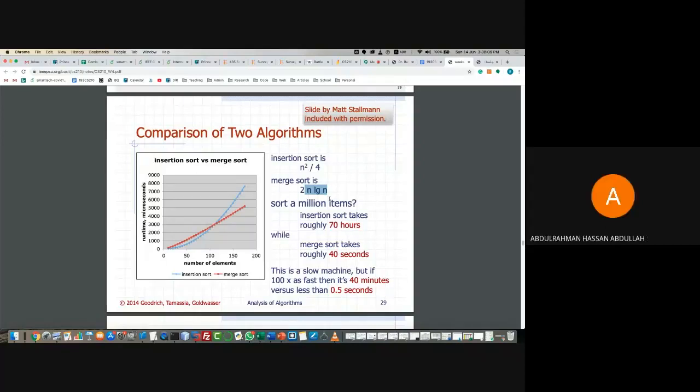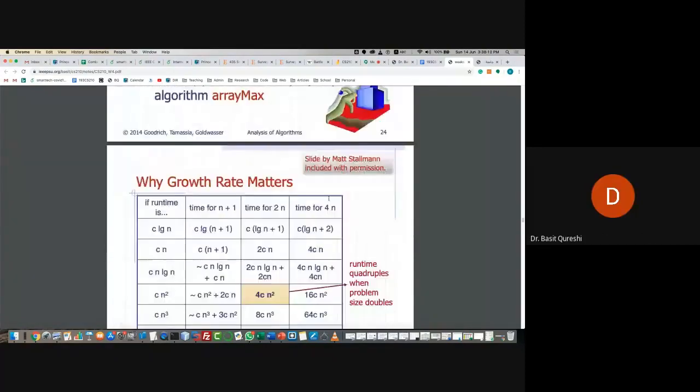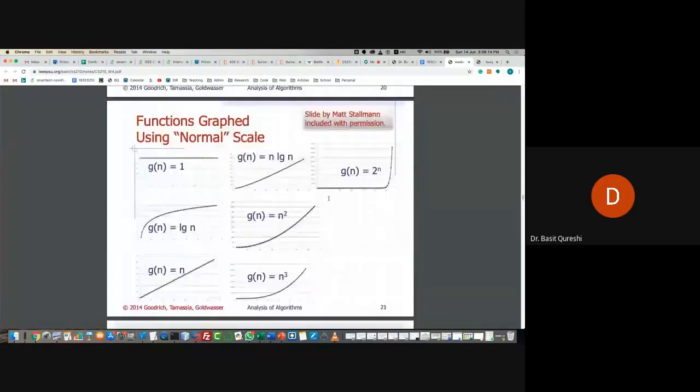N log of n. I'm not sure to be honest. Is it the schedule? Log of n. Come on, we saw this thing a few minutes ago. I showed you this slide. Remember this one?